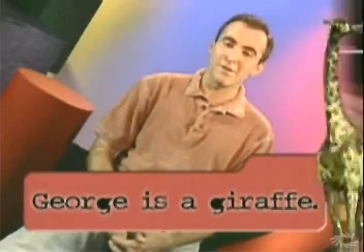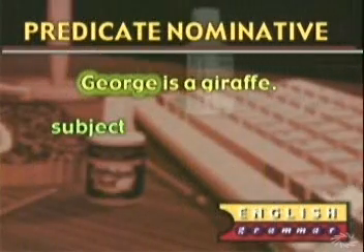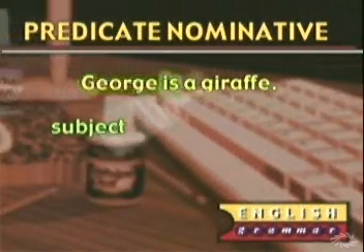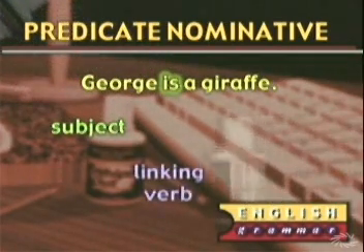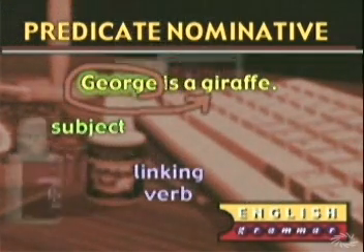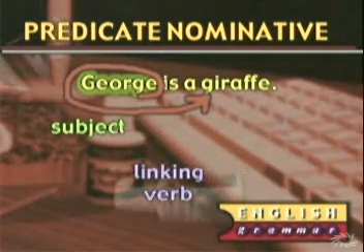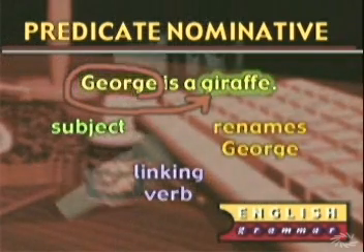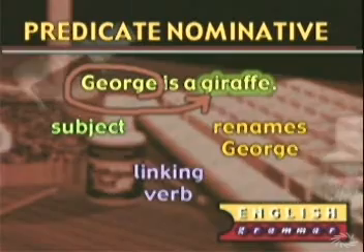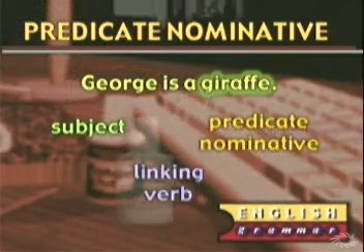George is a giraffe. George is our subject. We've established that. Next, is. Okay, this is our linking verb. What does it link? It links our subject, George, with the other noun, giraffe. Giraffe renames what George is. This makes giraffe the infamous predicate nominative. Easy peasy, kick you in the kneesy.